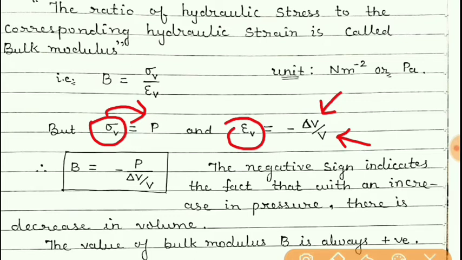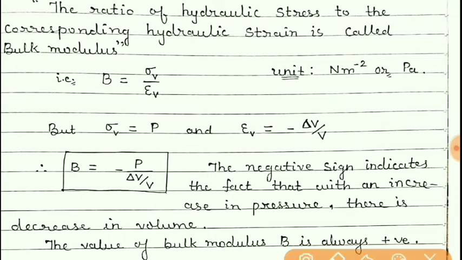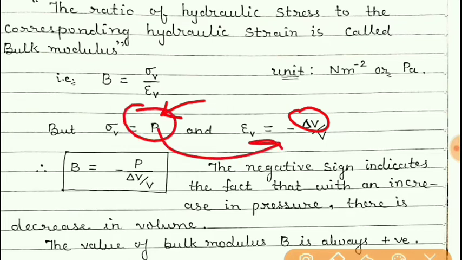Now students, why is there a negative sign? It is because when pressure is applied, volume decreases, and so this negative sign indicates that the volume decreases when the pressure increases. Or in the reverse case, if the pressure decreases, then volume will increase. So P and delta V have opposite natures, and so there is a negative sign.